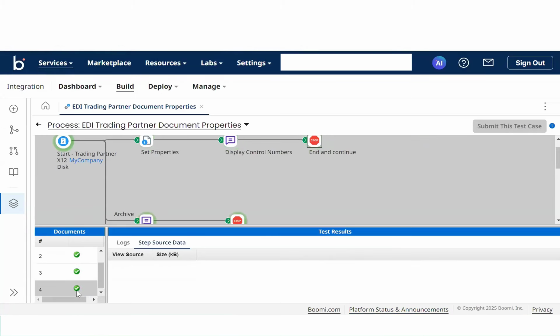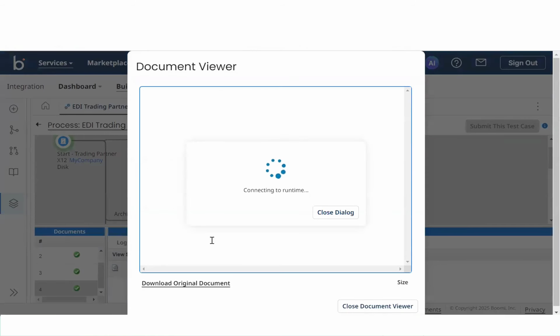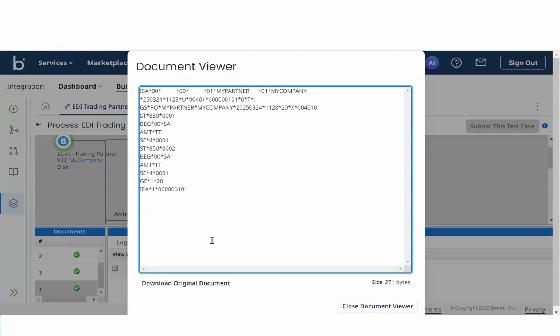Now, when we observe the raw document that is processed down the archives path, when we view that document, we're going to see it is the entire interchange document that has the ISA and IEA segments, the GS and GE segments, and then each of the transaction sets that are within the original interchange document.